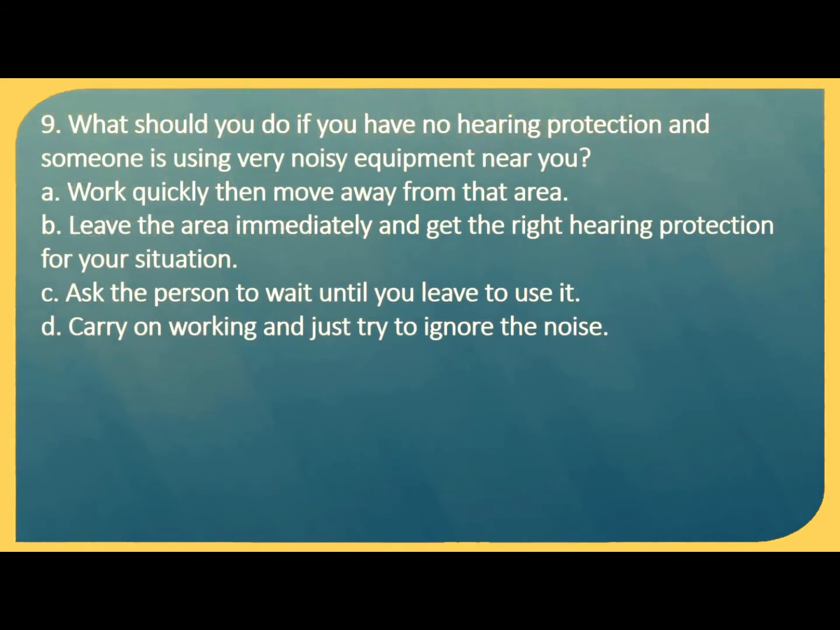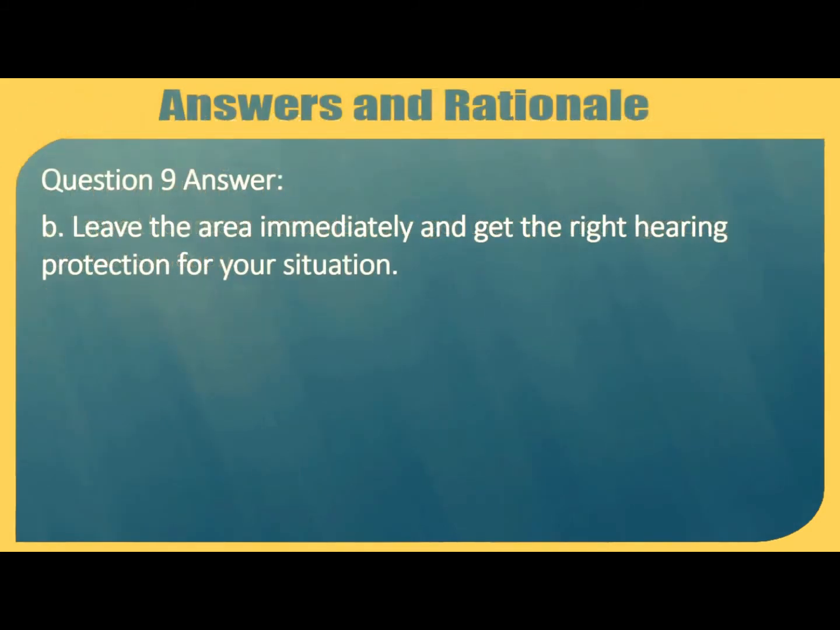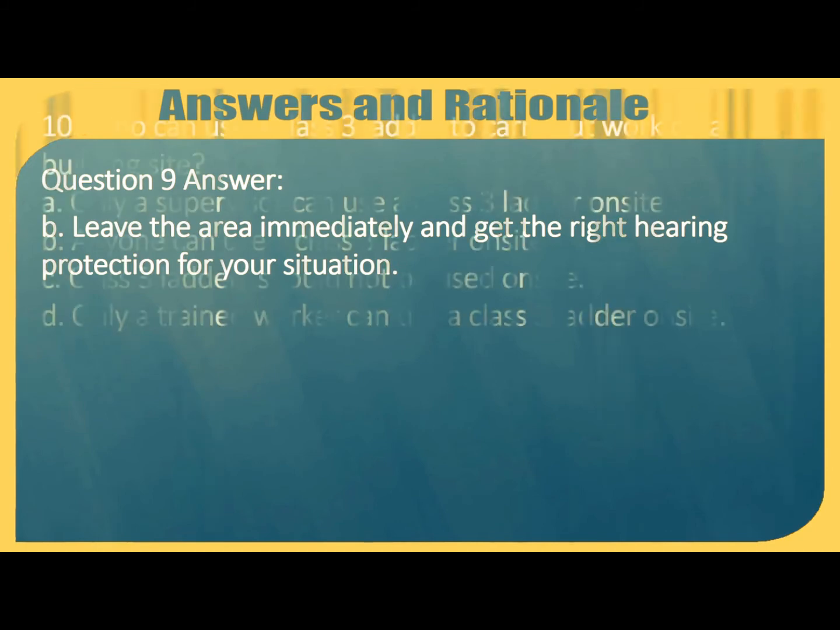Question 9. What should you do if you have no hearing protection and someone is using very noisy equipment near you? A. Work quickly, then move away from that area. B. Leave the area immediately and get the right hearing protection for your situation. C. Ask the person to wait until you leave to use it. D. Carry on working and just try to ignore the noise. Question 9. Answer. B. Leave the area immediately and get the right hearing protection for your situation.